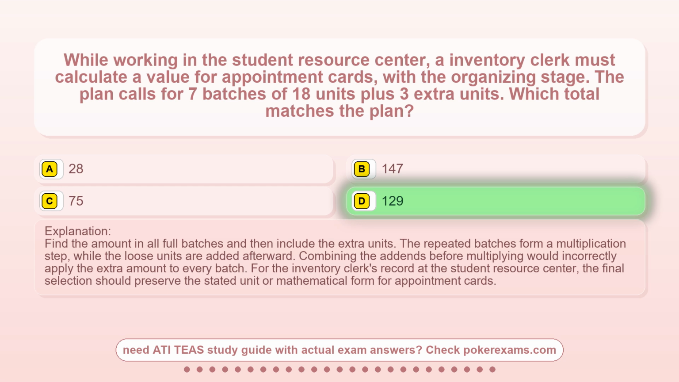Find the amount in all full batches and then include the extra units. The repeated batches form a multiplication step, while the loose units are added afterward. Combining the addends before multiplying would incorrectly apply the extra amount to every batch. For the inventory clerk's record at the Student Resource Center, the final selection should preserve the stated unit or mathematical form for appointment cards.